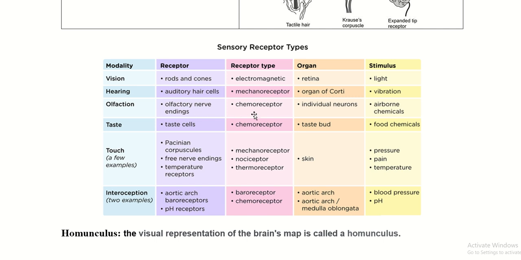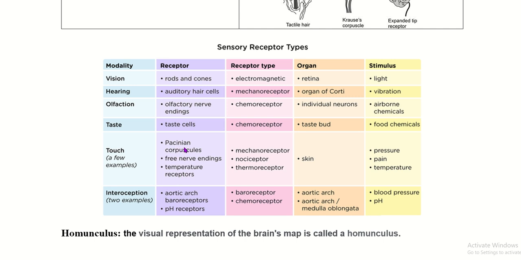Olfactory nerve endings are chemoreceptors. They are situated in the olfactory mucosa, which is situated in the roof of the nasal cavity, and they are stimulated by airborne chemicals. Taste cells are chemoreceptors. They are situated within the taste bud, and the taste bud is situated in the dorsum of the tongue, and they are stimulated by food chemicals.